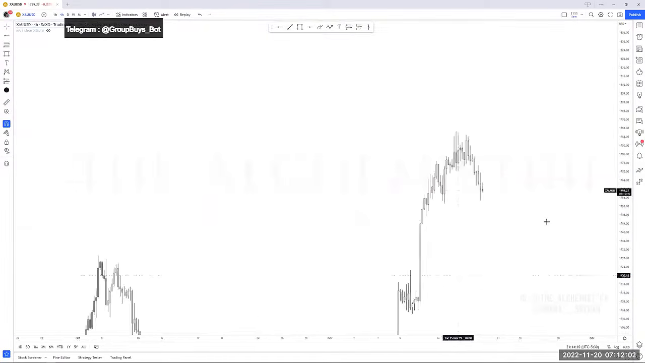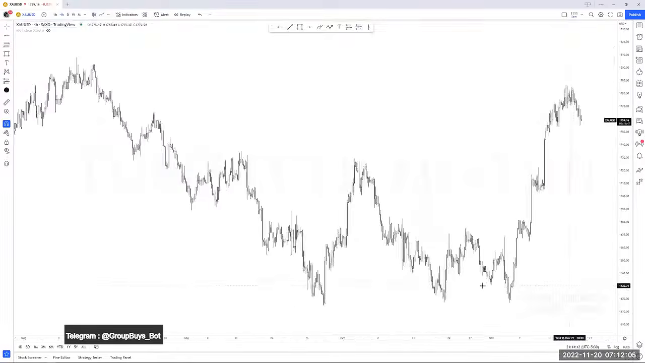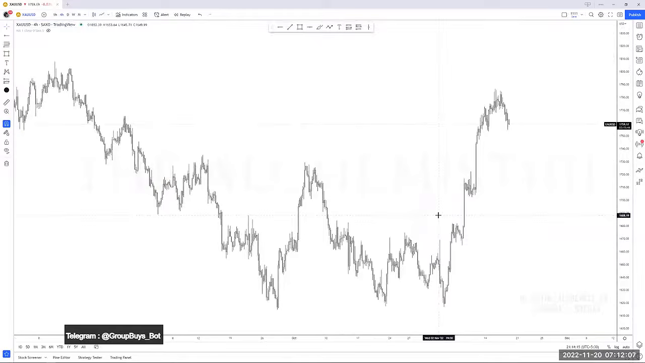So can you understand this about the break and retesting? You get it, right? Okay, so the next thing will be the reversal trend lines.